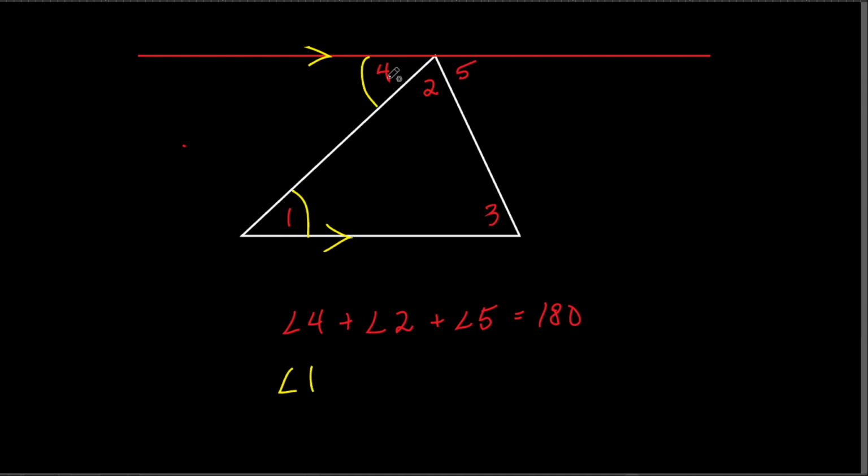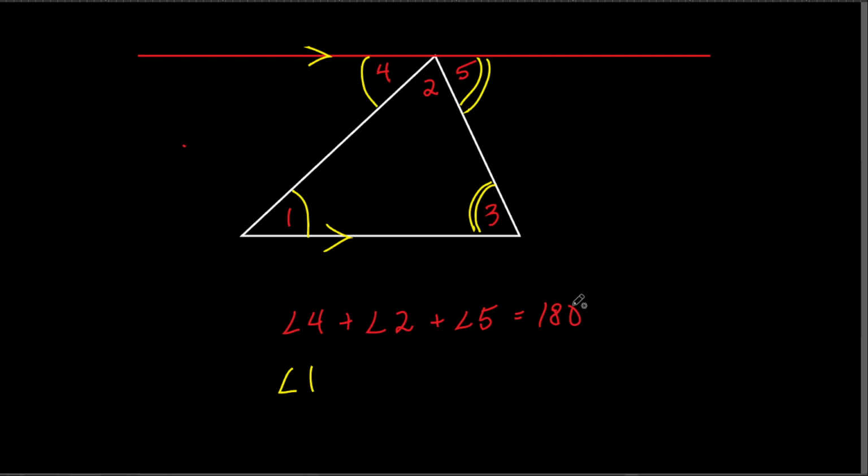What else can you do? Very similar to what we just did here. You can do that with the 3 and 5. So let's put 2 arcs there, because if I put 1 arc, that means 1 and 3 are equal, but I don't know that 1 and 3 are equal. So I'll put 2 arcs. So 3 and 5 are equal.